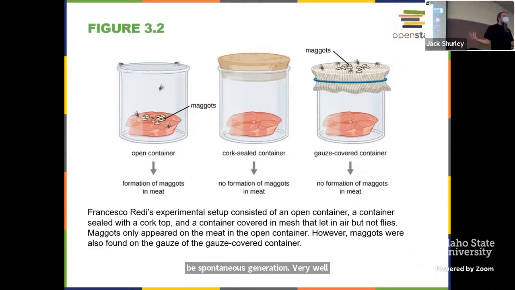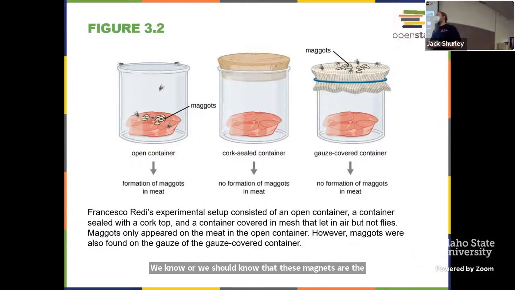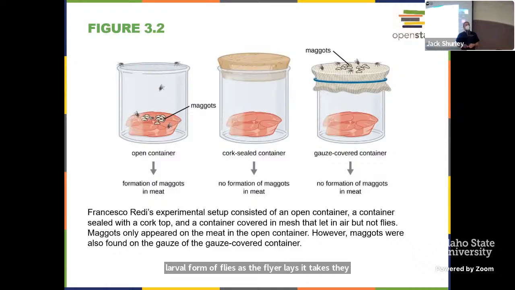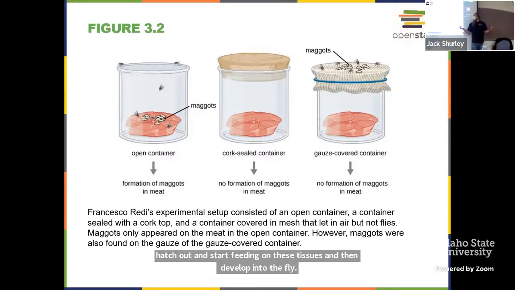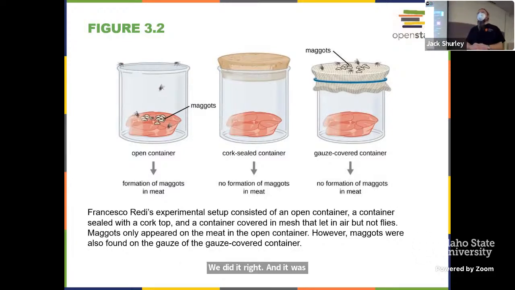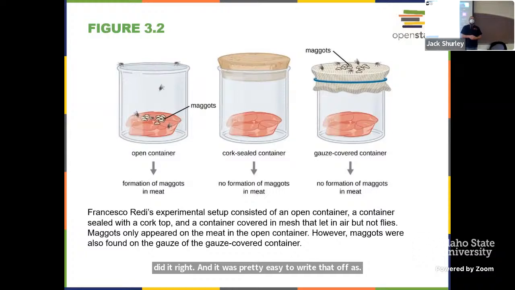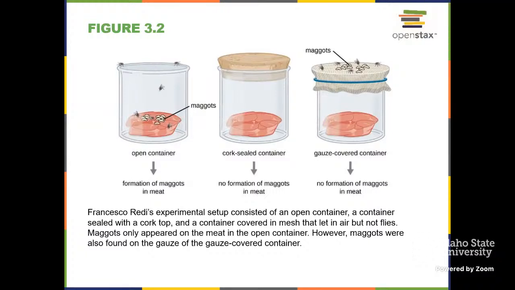We know, or we should know, that these maggots are the larval form of flies. As the fly lays its eggs, they hatch out and start feeding on these tissues and then develop into the fly, right? We know that now, but back in the day, we didn't, right? And it was pretty easy to write that off. That was the way we answered these things. It must be spontaneous. Through the abyss, these things just showed up, right?